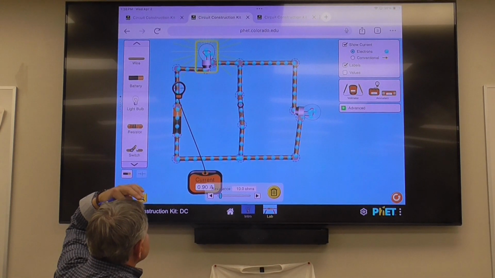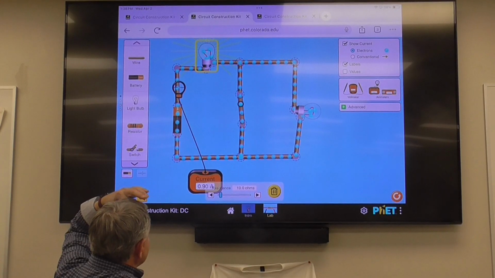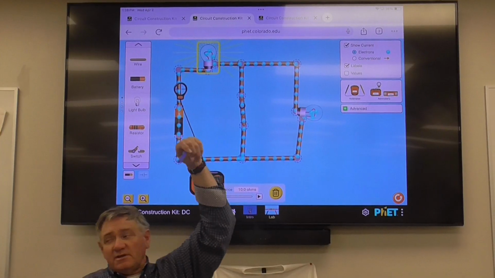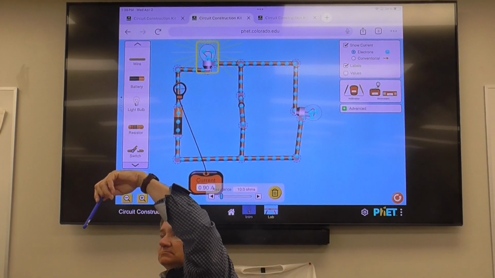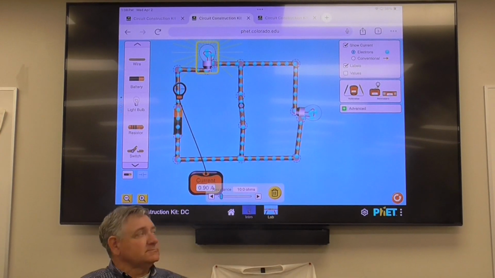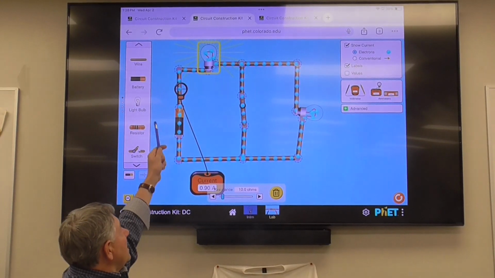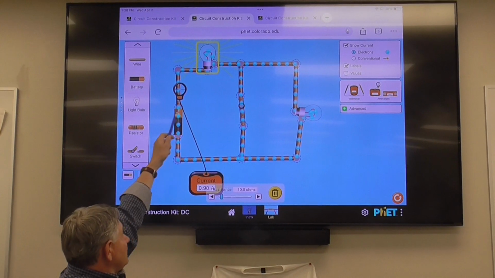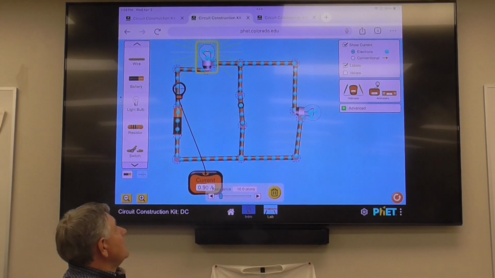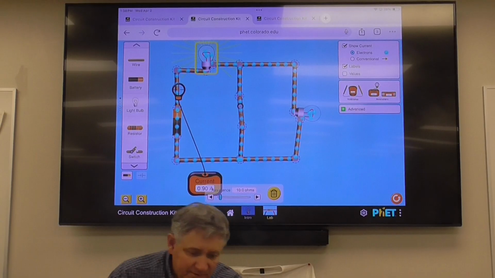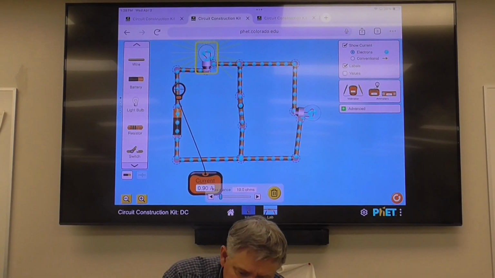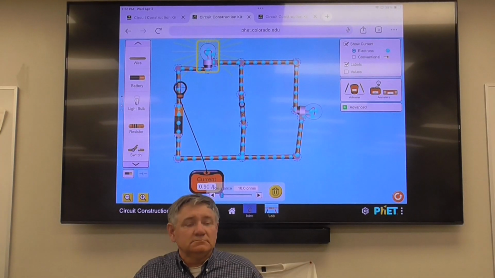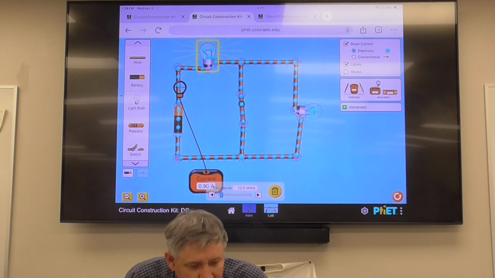So here's what I want to look at. I've got a switch. Are the bulbs in series or are the bulbs in parallel? Parallel. Bulbs are in parallel. And with that switch being closed, I've got that light going like this. So here's what's going to happen. I'm going to open up the switch.